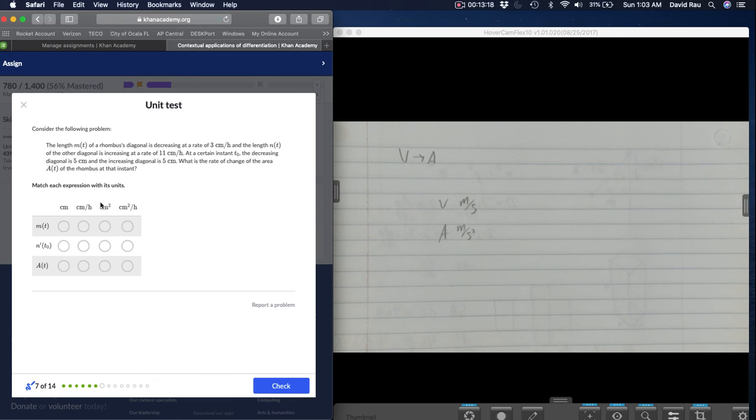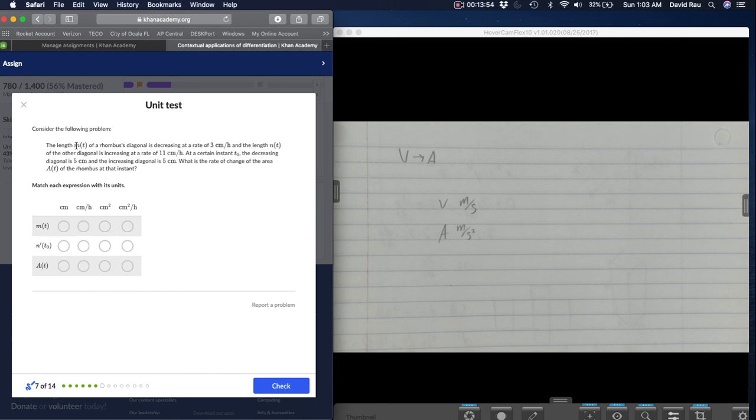All right, got time for one more before I have to cut this video off and go. And of course, it's another ugly word problem. The length m(t) of a rhombus's diagonal is decreasing at a rate of 3 centimeters per hour, and the length n(t) of the other diagonal is increasing at a rate of 11 centimeters per hour. At a certain instance, time equals 0, the decreasing diagonal is 5, and the increasing diagonal is 5. What is the rate of change in the area? Match each expression with its units.